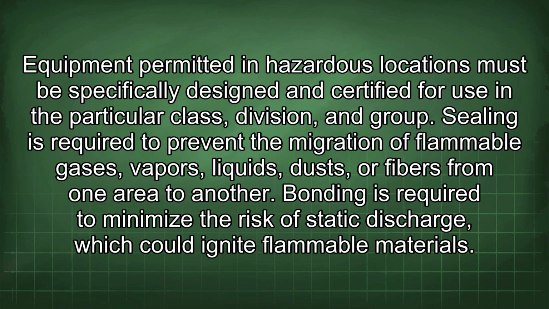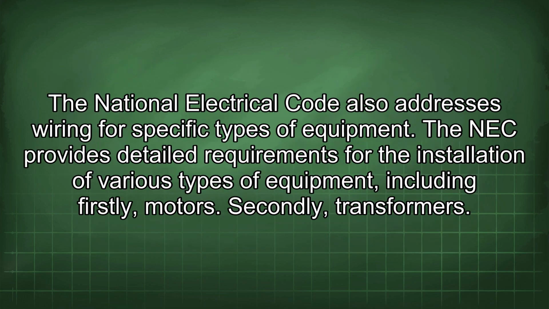Equipment permitted in hazardous locations must be specifically designed and certified for use in the particular class, division, and group. Sealing is required to prevent the migration of flammable gases, vapors, liquids, dust, or fibers from one area to another. Bonding is required to minimize the risk of static discharge, which could ignite flammable materials. The National Electrical Code also addresses wiring for specific types of equipment.